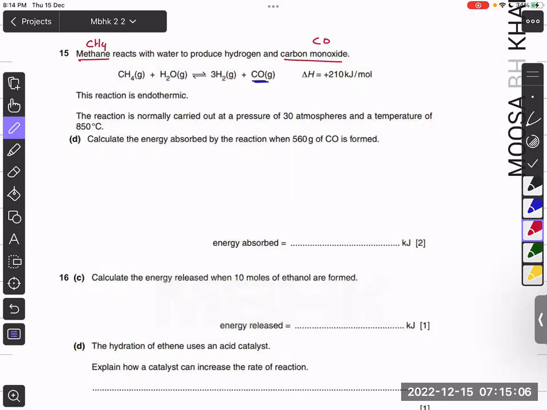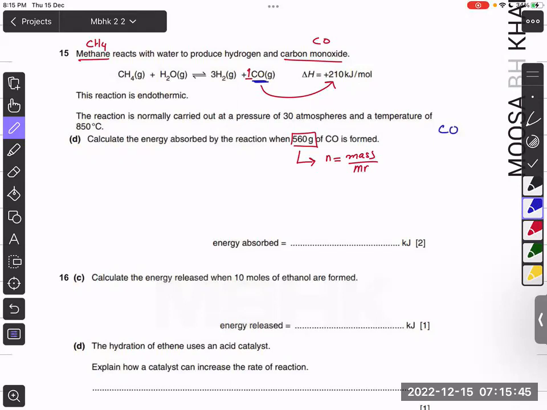This question is saying that the reaction is endothermic, and by looking at the equation, we can see when 1 mole of carbon monoxide is formed, the energy absorbed is 210 kilojoules, right? Because the equation has 1 mole of carbon monoxide, and the question gives 560 gram of carbon monoxide. Calculate the energy absorbed by the reaction when 560 gram of carbon monoxide is formed. So we have to convert the mass into moles. Again, we'll use the same formula, number of moles is mass over MR. 560 divided by 28.